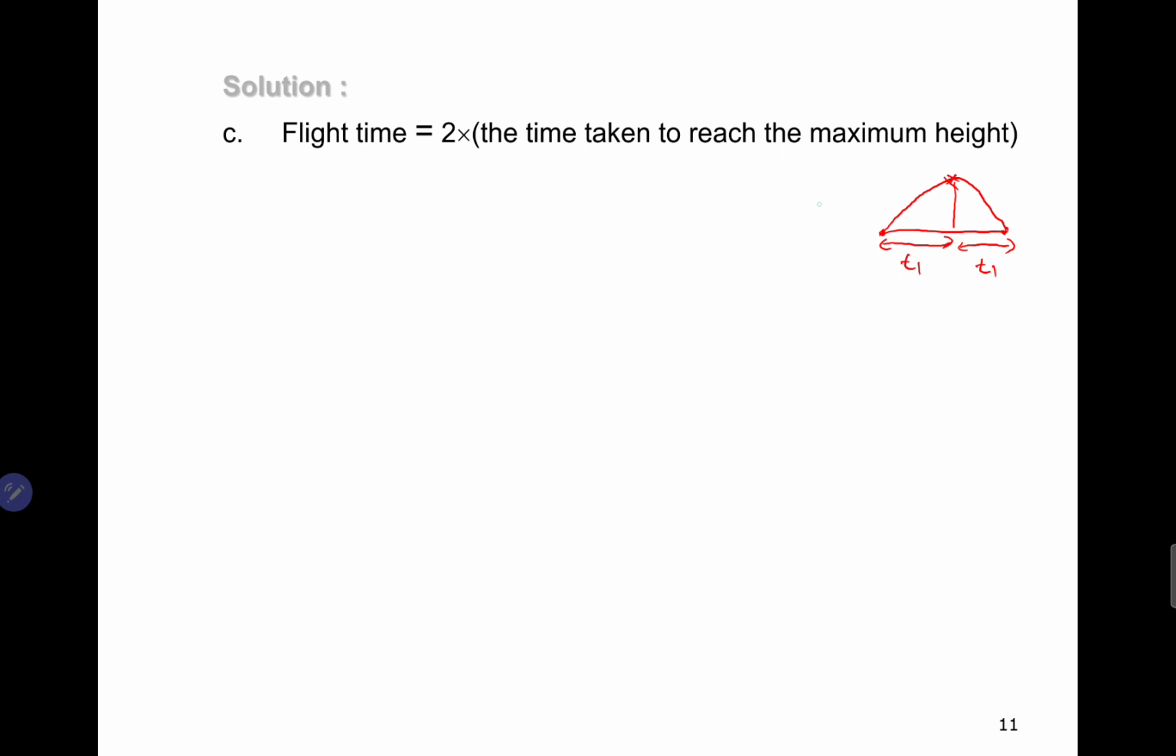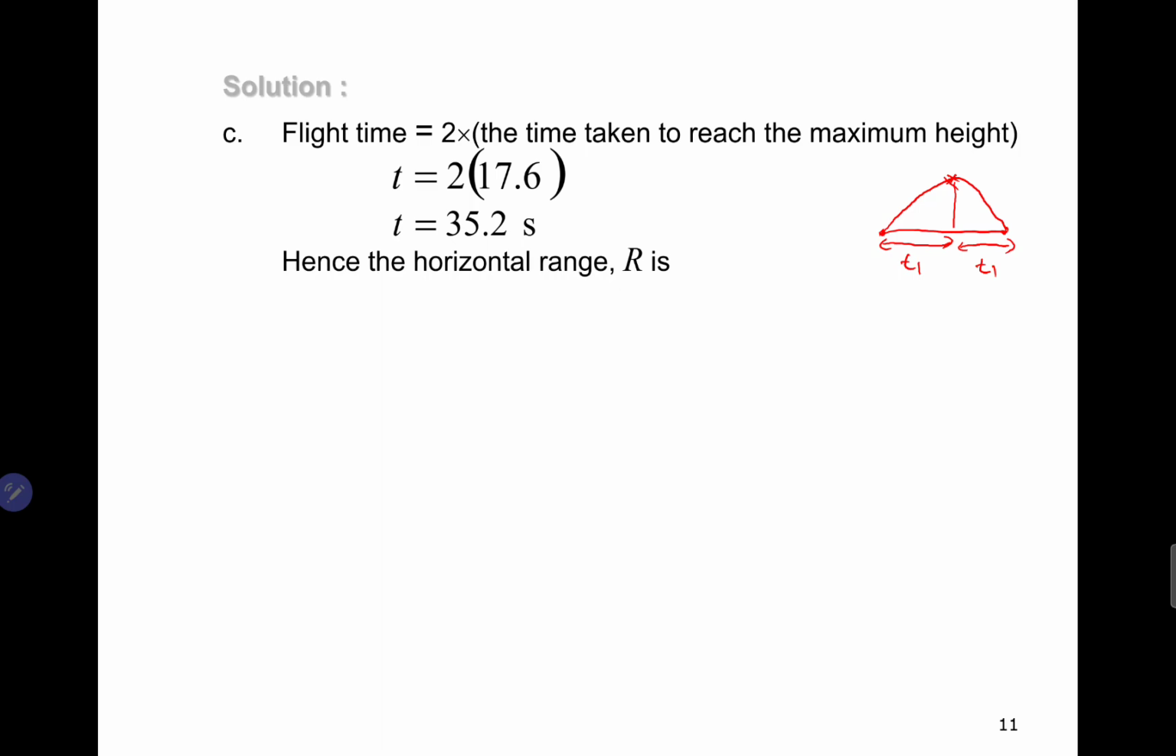Since previously we already calculated the time taken for it to reach maximum height, you can just simply multiply it by 2. So this one will be the time taken for it to complete the range. Now we have the time taken to calculate the range.